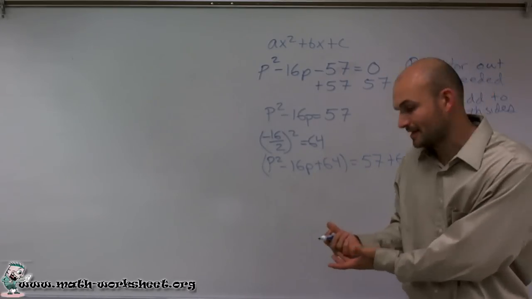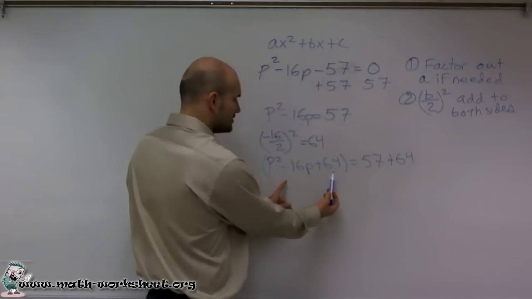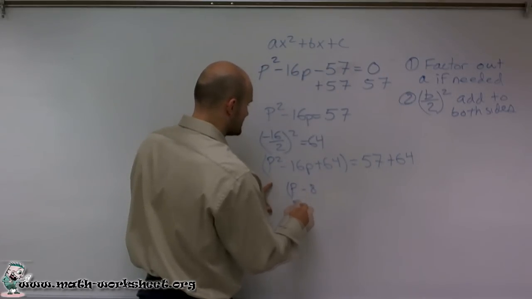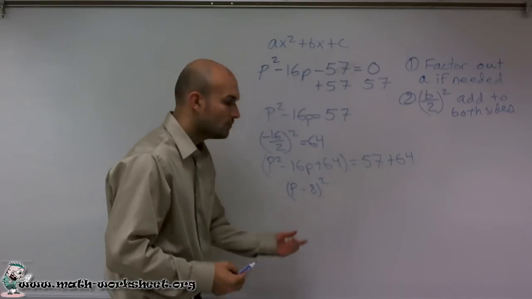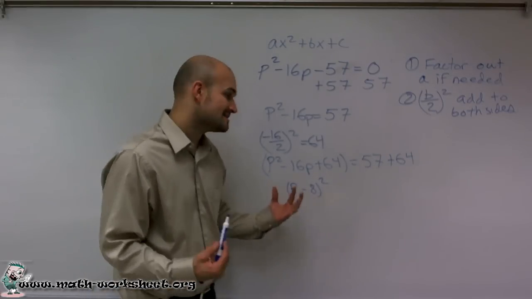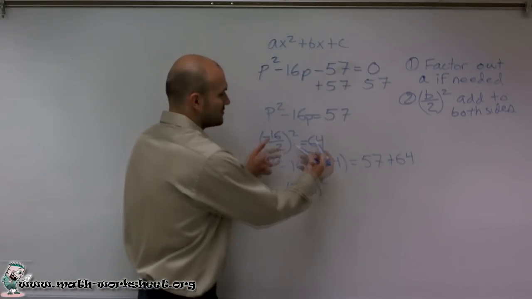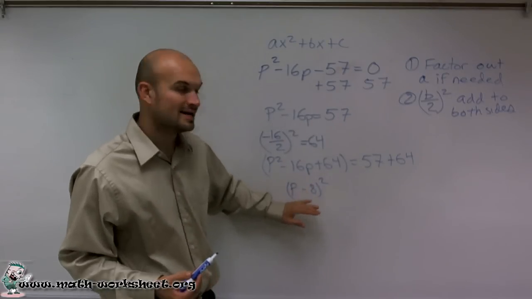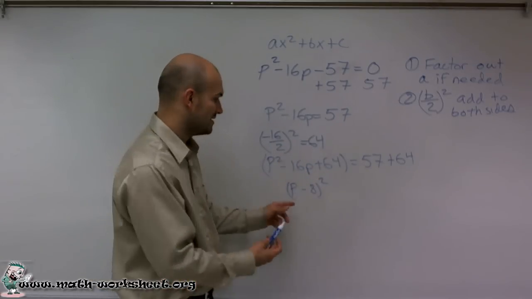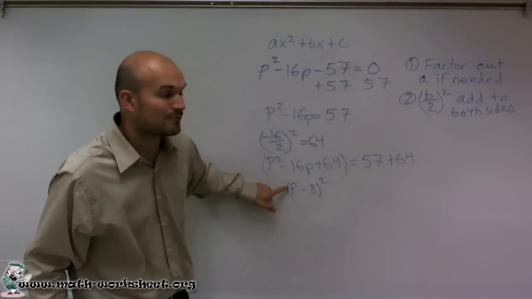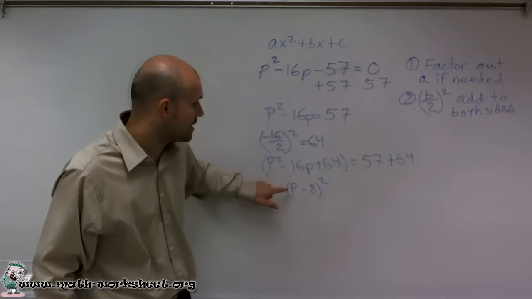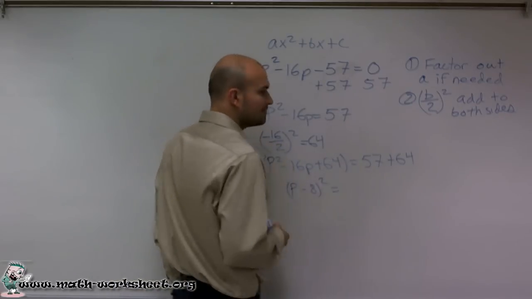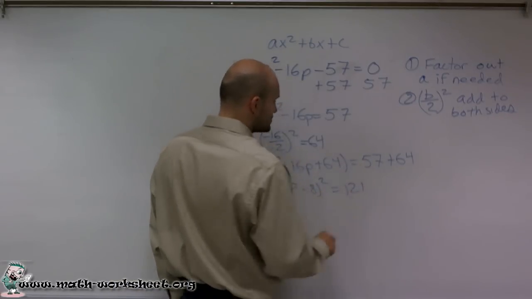What is so important about this perfect square trinomial? We can rewrite it as p minus 8 squared, which is now a binomial squared, and that's exactly what I want. You might think I was not getting more simplified, but now I can rewrite it as just p minus 8 squared. Notice, by writing it as a binomial squared, I now only have one variable p. So that equals 57 plus 64, which is 121.